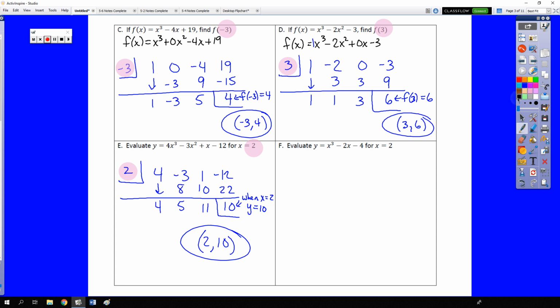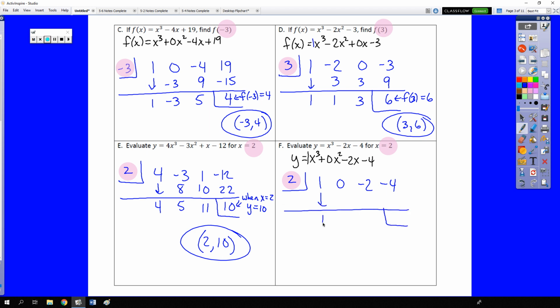Finally, on the last one, we're missing an x squared term, so we need to, in our heads, realize that we need to use 1x cubed plus 0x squared minus 2x minus 4. In the box, we're going to be putting 2. Outside the box go our numbers, 1, 0, negative 2, and negative 4.